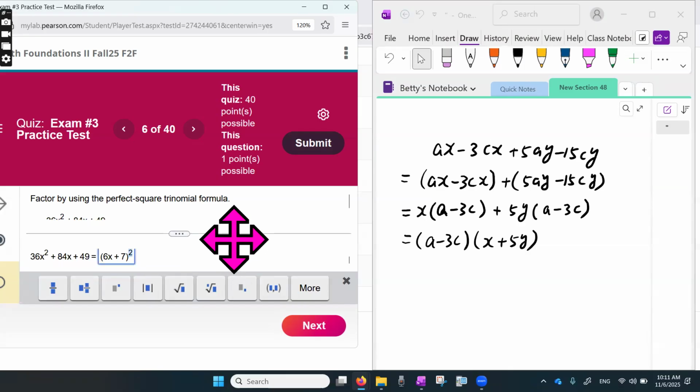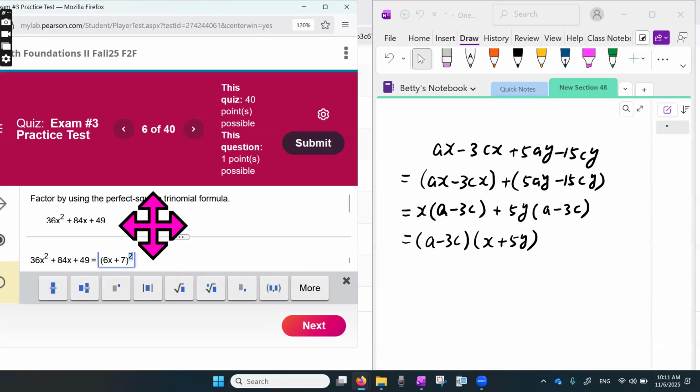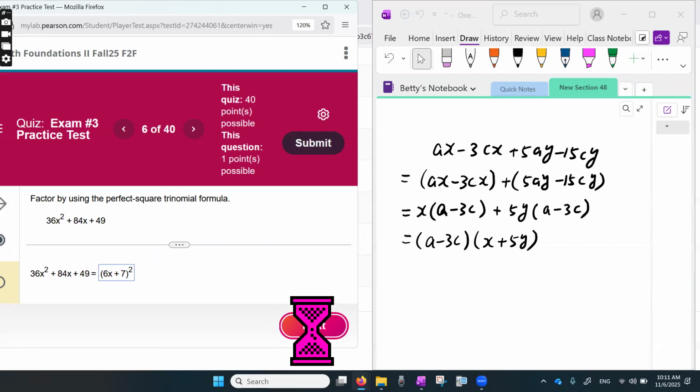This kind of problem actually is pretty straightforward. It's asking you to factor the trinomial using the perfect square trinomial formula. Basically, it's admitting this trinomial is a perfect square trinomial. So you only need to find the 2 bases, 6x and 7. Add them up. The reason we add them up is because the middle term is positive. And then raise the parentheses to the power 2.